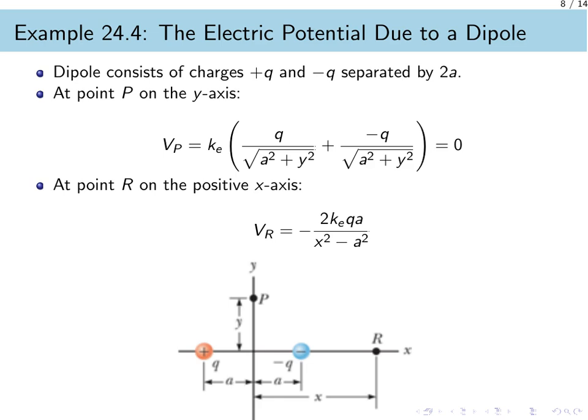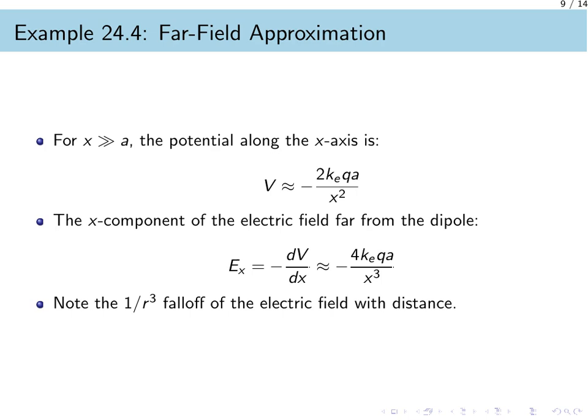Summing these scalar contributions gives a total potential of negative 2 times Coulomb's constant times q times a, all divided by x squared minus a squared. Continuing with the dipole, we can analyze the far field approximation.